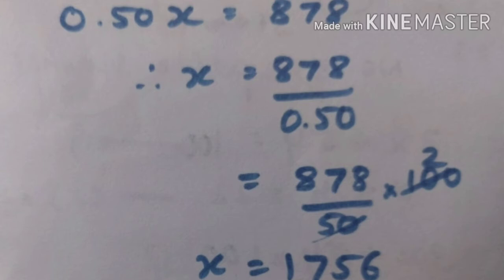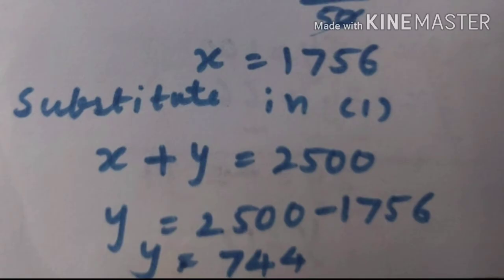Now they want the value of children, meaning how many children have seen the fair. The number of children we have taken as y, so we need to get our y value by substituting this x value in any of the equations. So I substitute this value x in equation number 1. Equation number 1 is x plus y is equal to 2500. So y is equal to 2500 minus 1756. So the y value we found is 744.